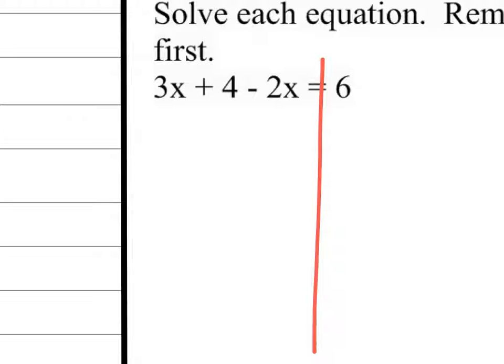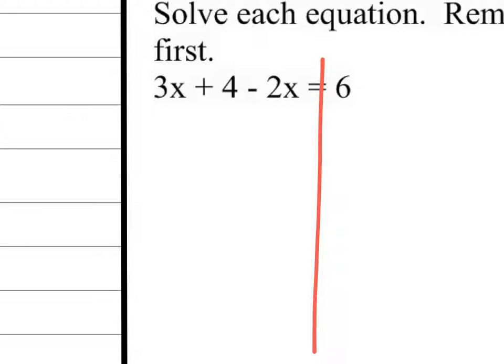We're going to look at the left side first. We have 3x, positive 4, and negative 2x. Do you see any distribution? Yes. No. No. Do you see any parentheses? No. No, so there's no distribution. So we're going to go to the next thing. So if there's no distribution, we're going to see if we can combine like terms.